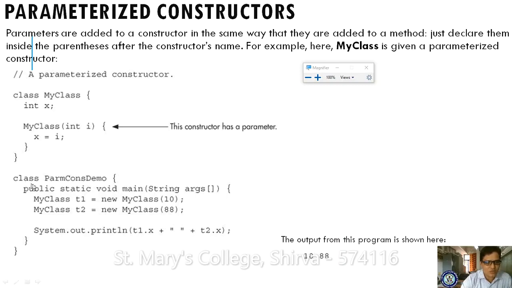Now I'm starting another class. What is the name of the class? ParamConsDemo. Now I'm writing the main method: public static void main(String args[]). Afterwards I'm declaring the object of my class. What is the name of the object? That is t1. Now I'm creating it.